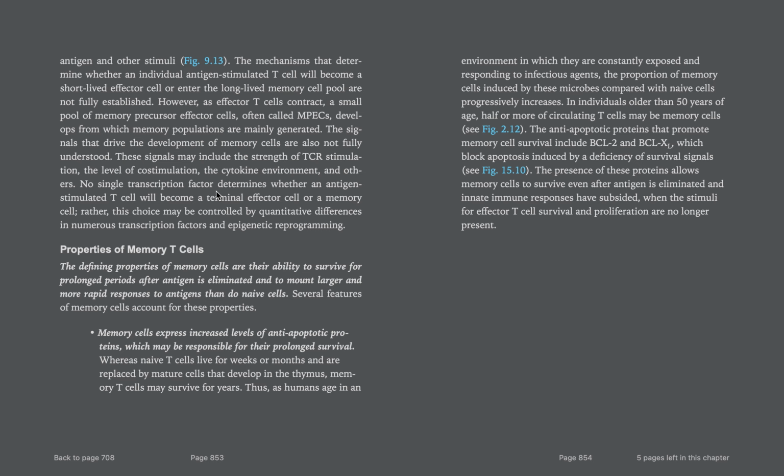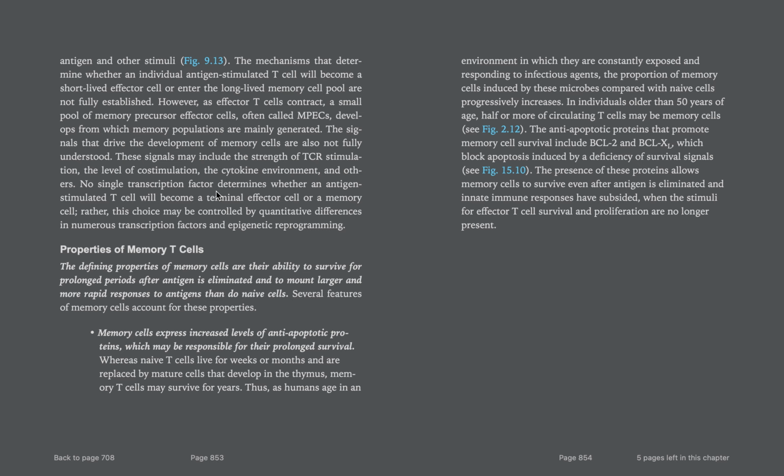These signals may include the strength of T cell receptor stimulation, the level of costimulation, the cytokine environment, and others. No single transcription factor determines whether an antigen-stimulated T cell will become a terminal effector cell or a memory cell. Rather, this choice may be controlled by quantitative differences in numerous transcription factors and epigenetic reprogramming. Properties of memory T cells.